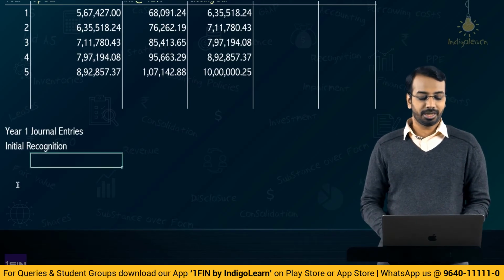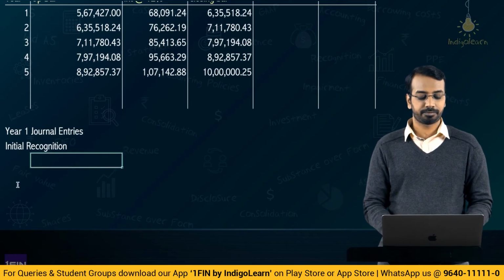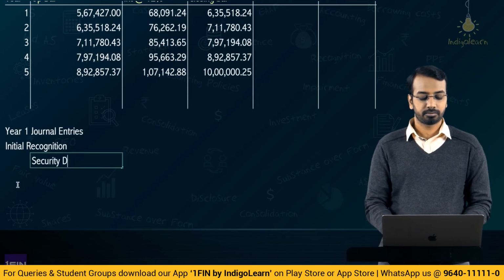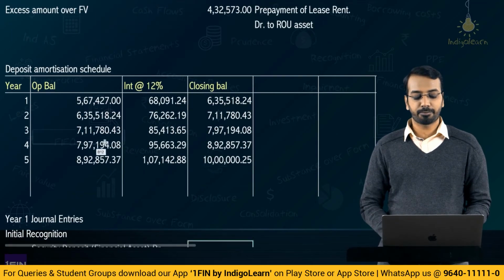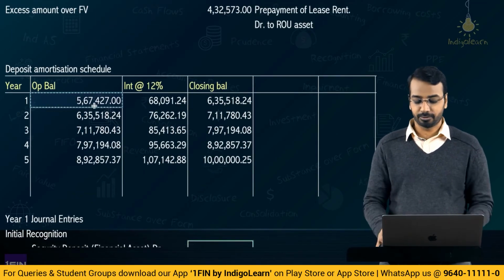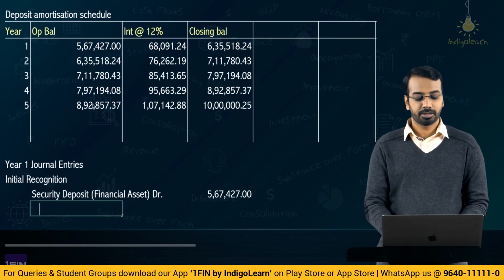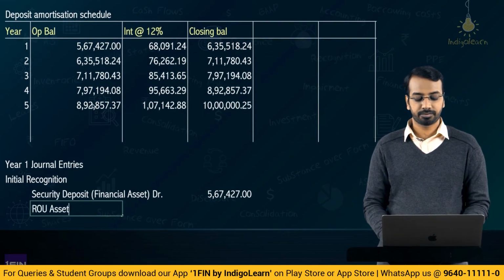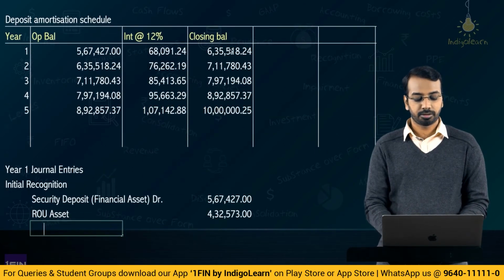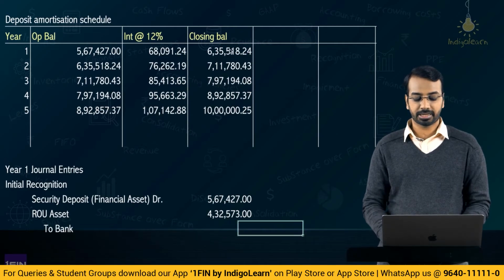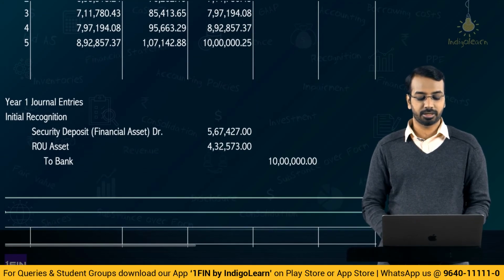So, initial recognition, you will debit a financial asset, that is security deposit, which is a financial asset. Debit by what amount? This will be debited by the opening balance or the fair value or the present value, 567,427. Then you have right of use asset. This is the prepayment of lease part, to bank, because 10 lakhs is paid. So, this plus this, 10 lakhs is paid, right? Initial recognition.